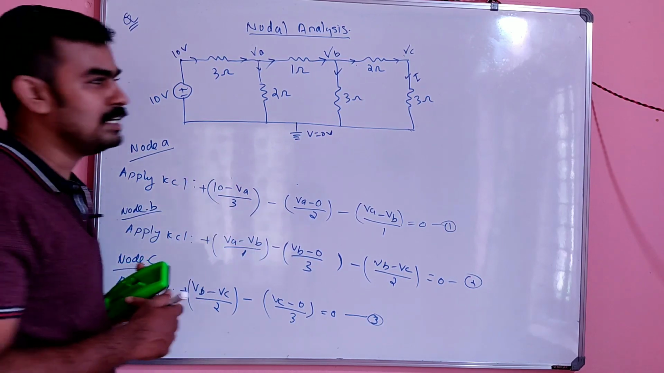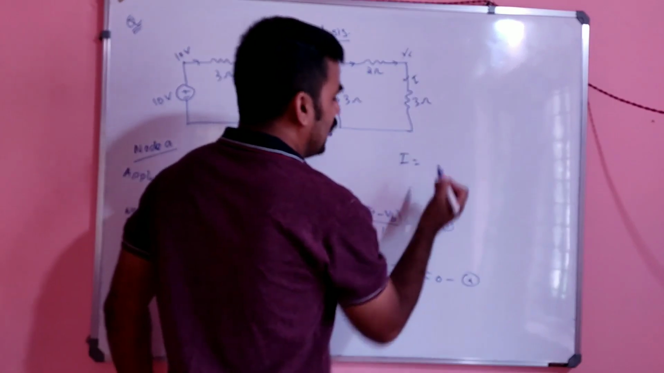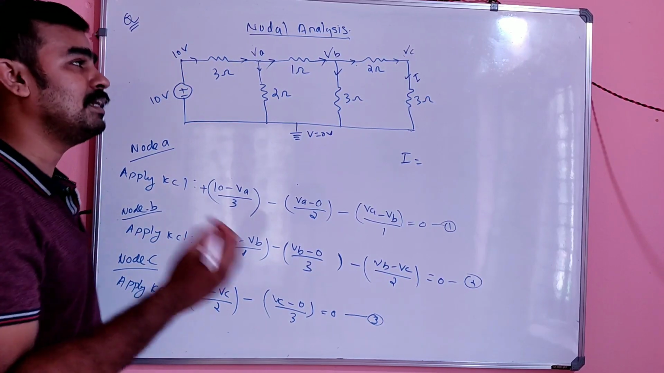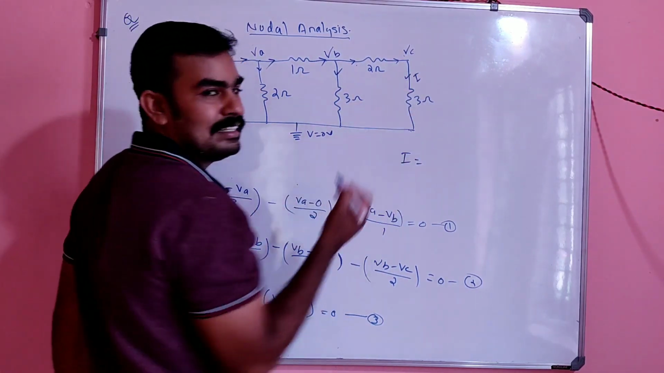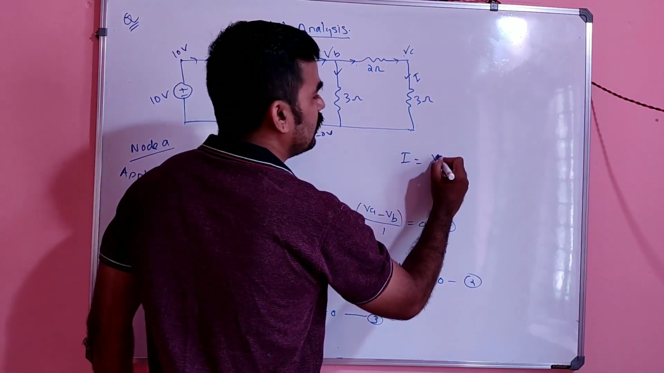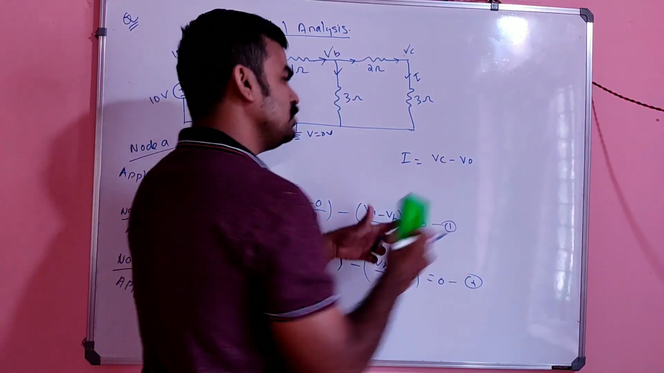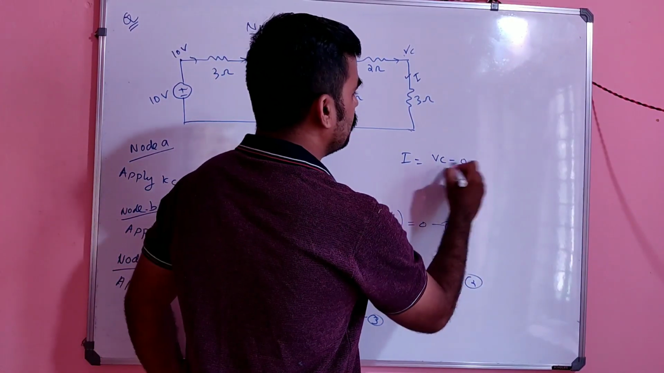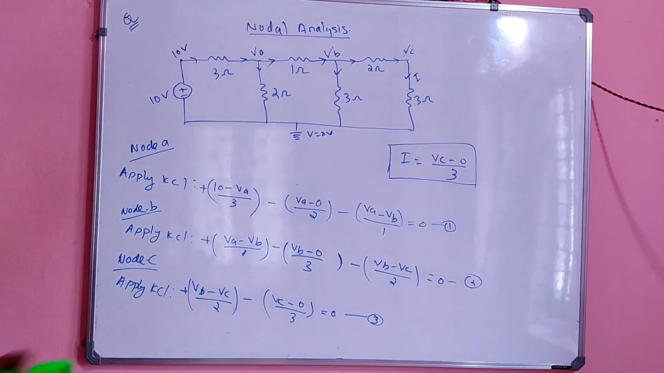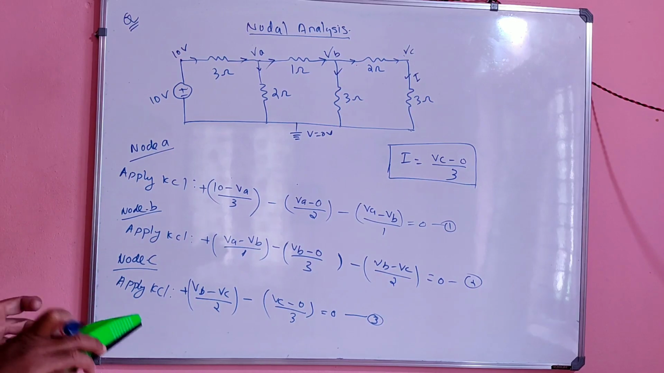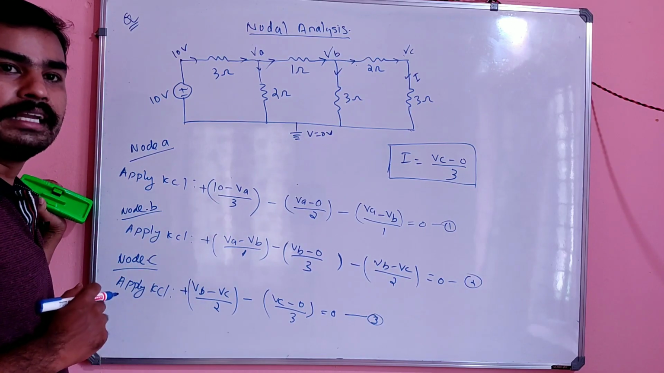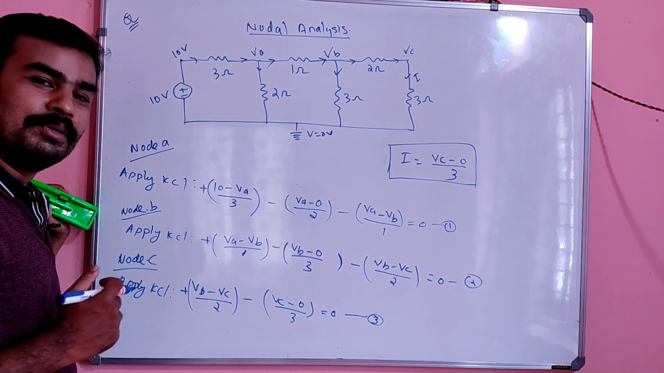So finally, what do you have to find? After you solve all these, you will find the values VA, VB, VC, but our aim is to find the current I. The current I is the current flowing through the 3 ohm branch, which is nothing but VC minus V0, or simply (VC minus 0) divided by 3. So this is the final answer. I will be equal to (VC minus 0) divided by 3. That will be the final answer. Is it clear to you?